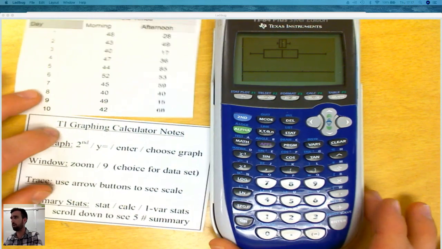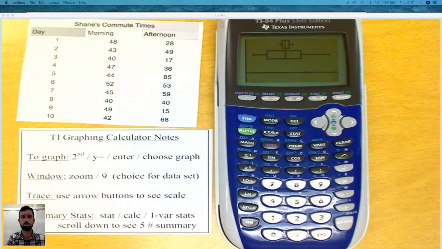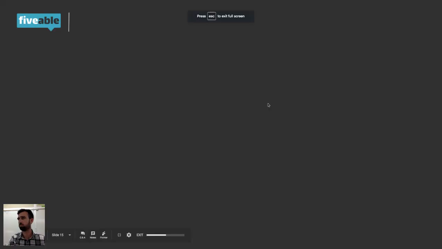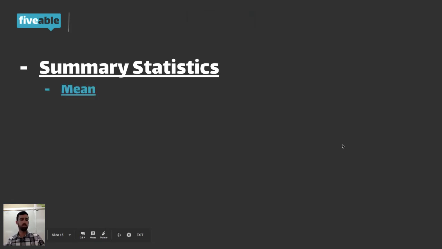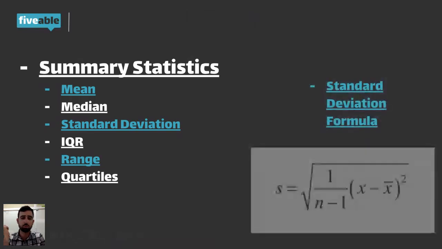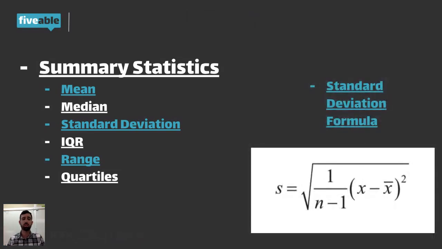All right, so let's dive right back into it. So here are our summary statistics: the mean, median, standard deviation, IQR, range, and quartiles. A big one we're going to want to spend some time on is the standard deviation. Here's the formula for it. However, you don't need to remember the formula. That's way too complicated. We have our calculators that get us all these summary statistics, so we don't have to do that.